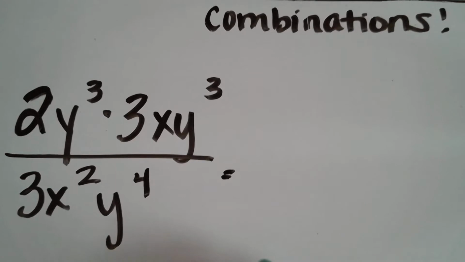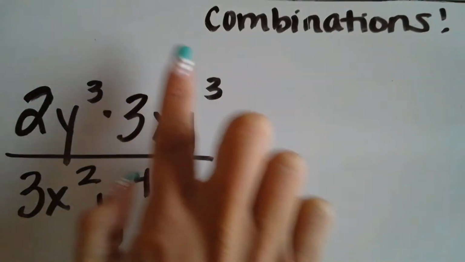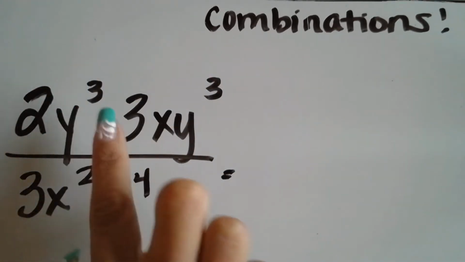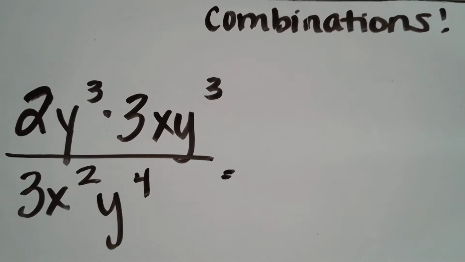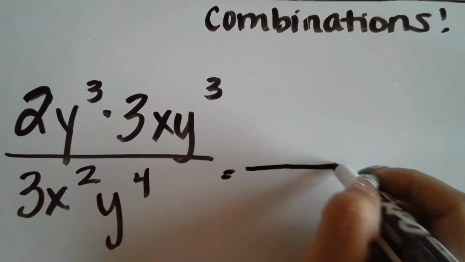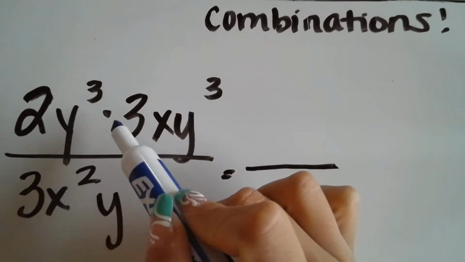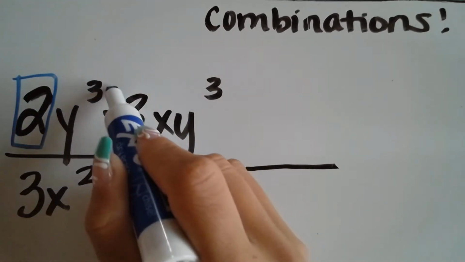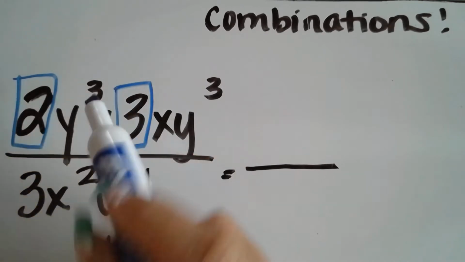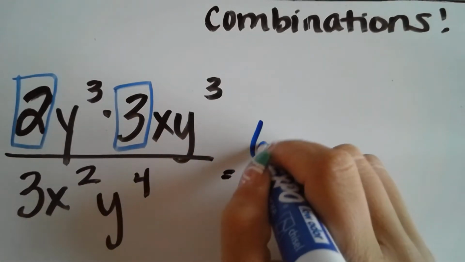Okay, so what we need to do is look at our numerator. We've got some stuff going on up here, so we need to take care of this first. We've got this multiplication, so we need to go ahead and simplify it. I'm going to draw this out. When we are multiplying, we look at our coefficients first, and we multiply these two like normal. So we have 2 times 3, and 2 times 3 is 6.